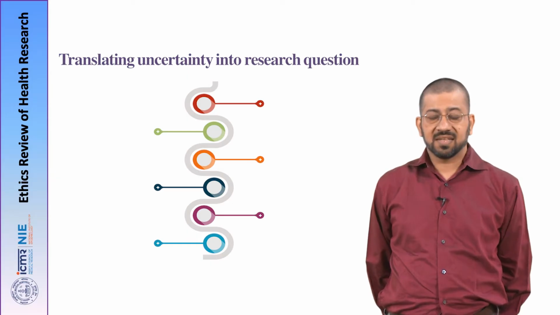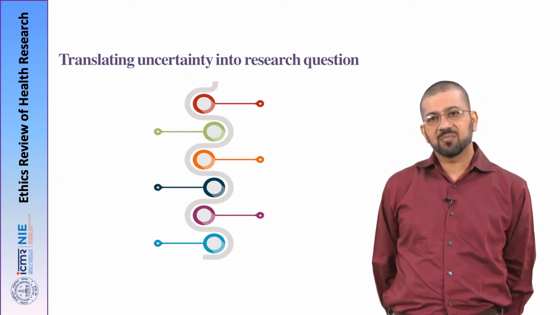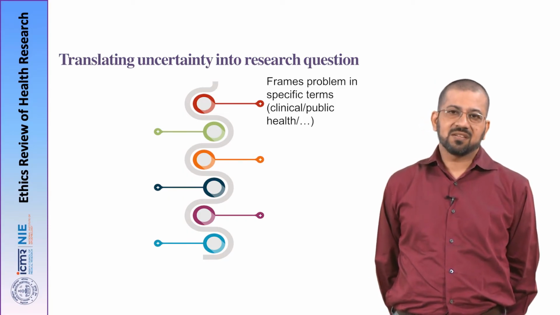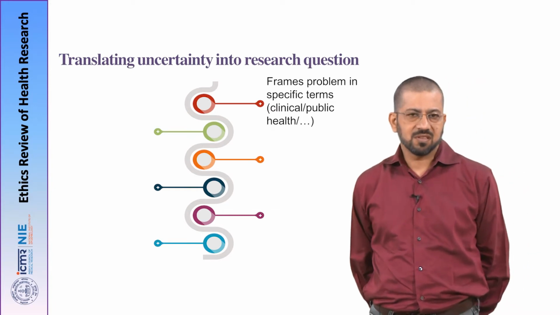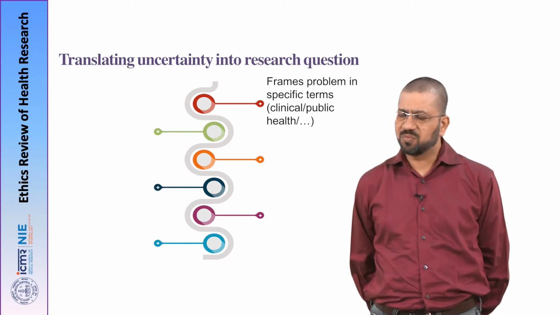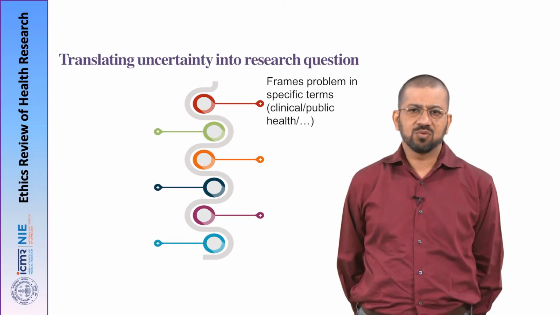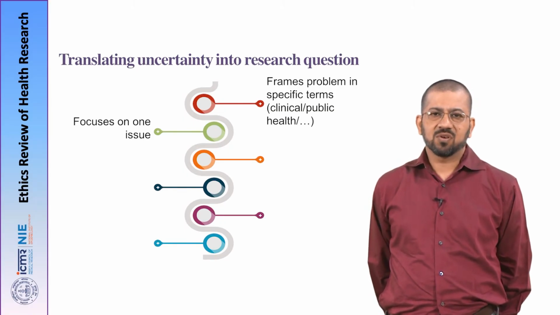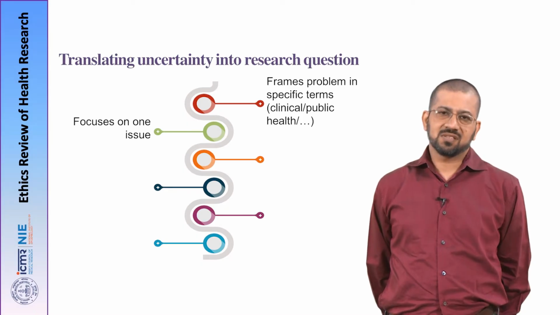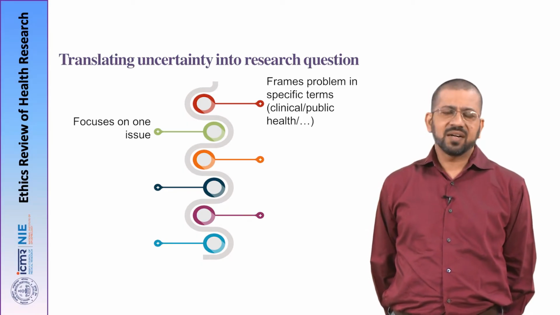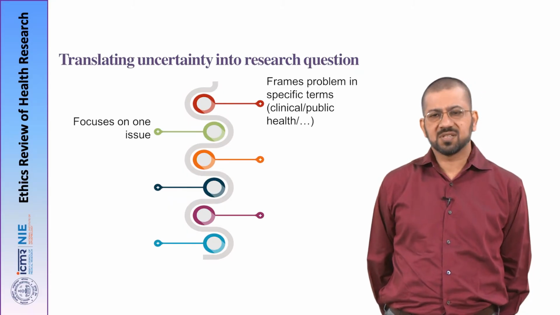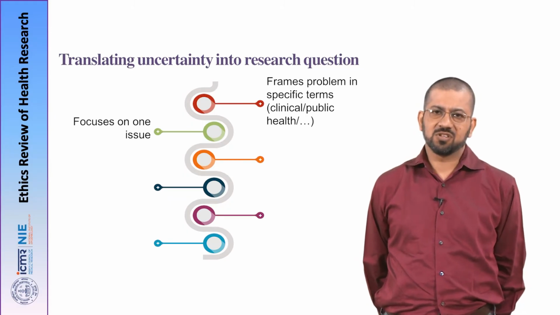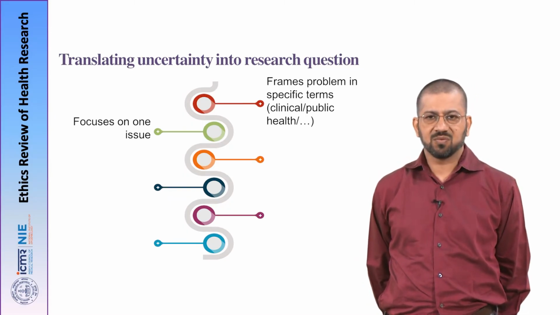So, in order to translate this uncertainty into research questions, what an investigator needs to keep in mind, and what ethics committees need to keep in mind when they are reviewing the proposals, is whether the research question actually frames the problem in specific terms. The problem could be clinical, related to public health, a laboratory based issue, or community based. The research question should focus on one issue that the investigator wants to study. If there are multiple issues being proposed to be studied in a proposal, then it is always better to have multiple research questions, each focusing on one specific issue.